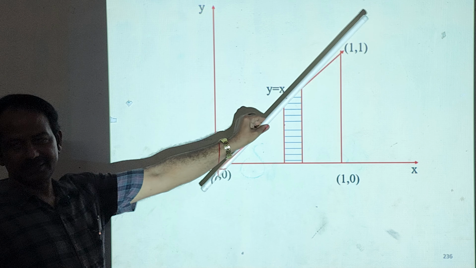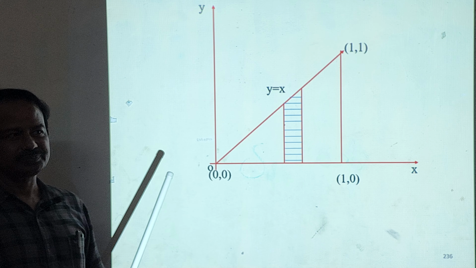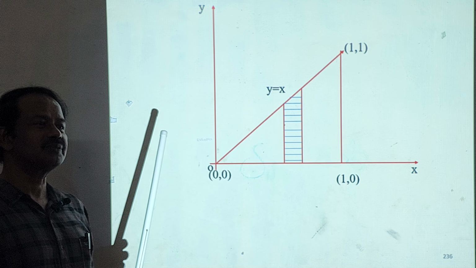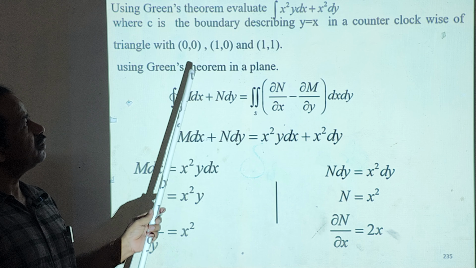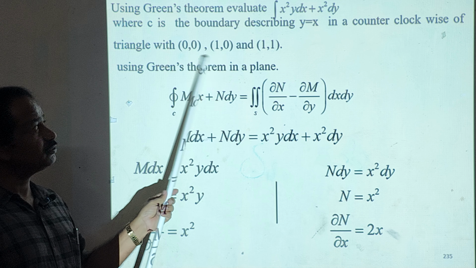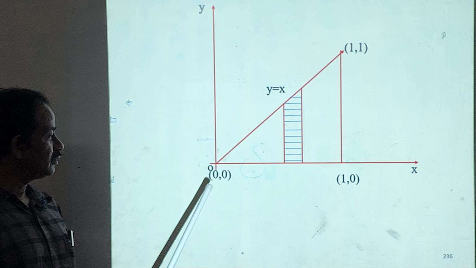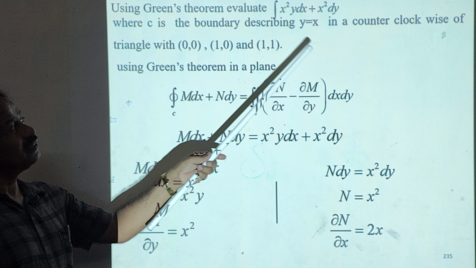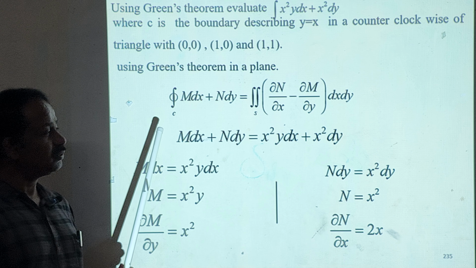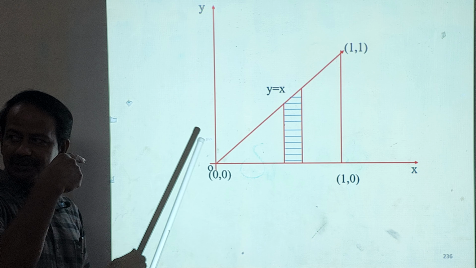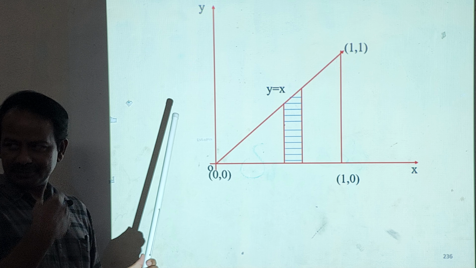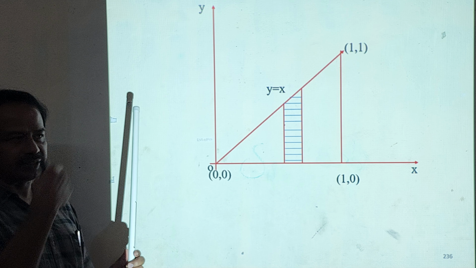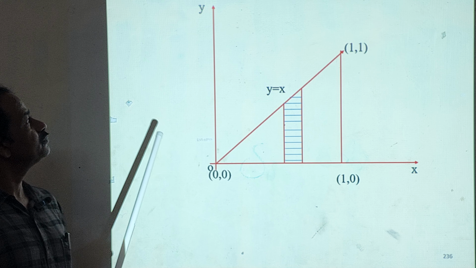So you have the curve like this. It's a straight line equation where c equals 0. What are the limits? It starts from 0, 0, 1, 0, 1, 1, and it's given as counterclockwise. So counterclockwise is this one. This is clockwise, this is counterclockwise, anti-clockwise.